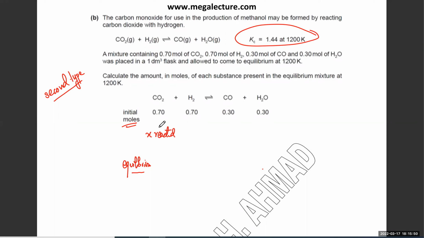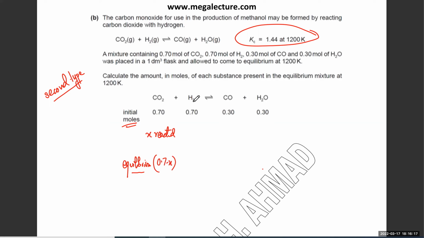Yes, sir. Okay, but the past case, the only difference is, in the last case, I knew how much reacted, right? Or got produced. Now I don't know. So I'm just going to assume that X reacted. So if you started off with 0.7 moles and X of them reacted, so how many moles are you left with at equilibrium? 0.7 minus X, right? Yes. Clear?